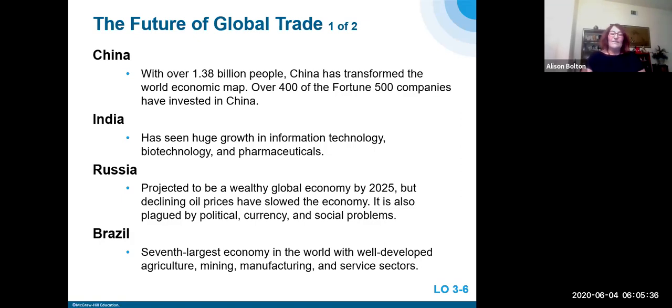Brazil, 7th largest economy in the world. I bet they're more developed than anyone in agriculture, mining, manufacturing, and the service sector. They know how to take care of each other. They're known that way because these are people who are raised in the country, not in the city, and have been taught how to work with each other and make things come together.